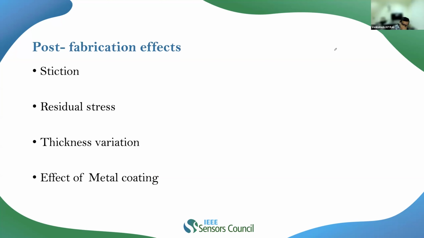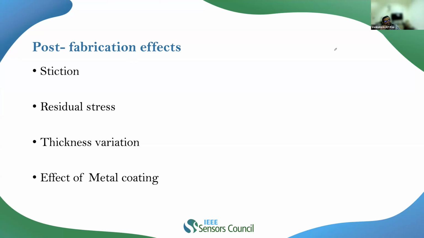Now, if at all you don't have the bottom electrode, I gave you the recipe of what you can do. Whenever you fabricate the structures, there are several post-fabrication effects that kick in. For example, if you are realizing the structures by surface micromachining, stiction is a major problem. During processing, we take it to an elevated temperature and bring it down to room temperature. Because of the CTE mismatch, thermal stresses get induced, and these are all unwanted residue which comes out of the fabrication.